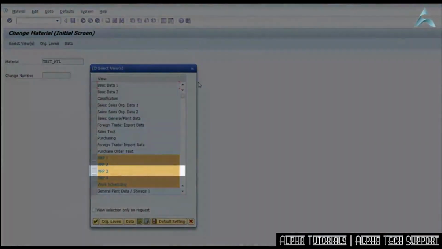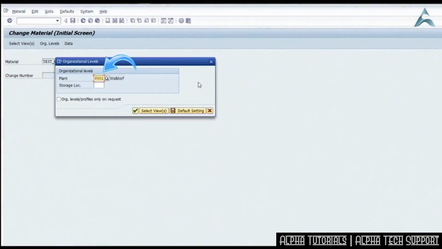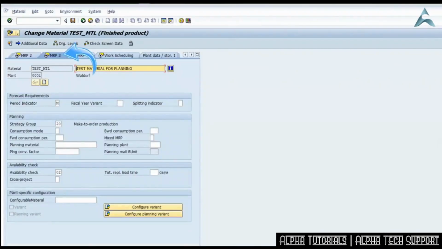And again, like our last example, these settings are still on the MRP3 tab. So as long as you have that view highlighted, you're fine. And then specify the plant in which the finished good will be sold under the make-to-order scenario. Navigating to the MRP3 tab, we will again manage this through the strategy group.